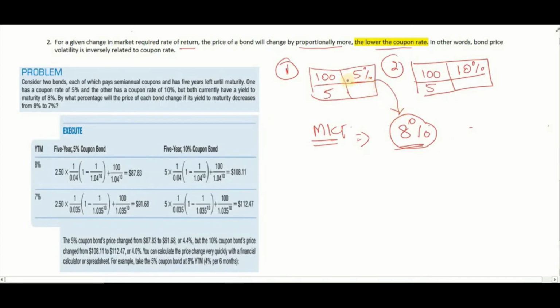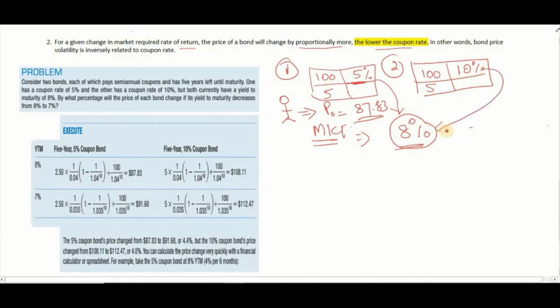So here people would not be willing to pay 1000 because this bond is giving them less. So it means they should discount this bond, and the price of this bond should be 87.83. So this bond should be selling at this rate.